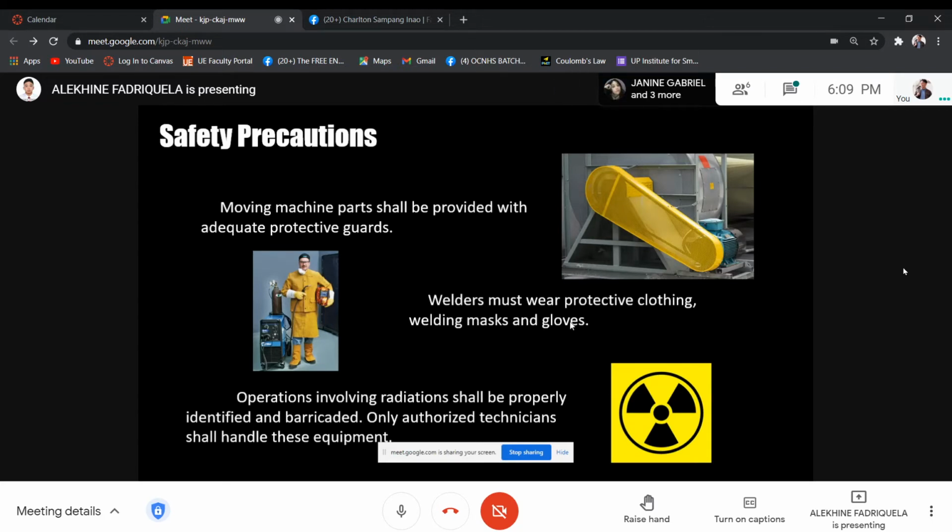Welders must wear protective clothing, welding mask, and gloves. Operation involving radiations shall be properly identified and variegated. Only authorized technician shall handle this equipment.